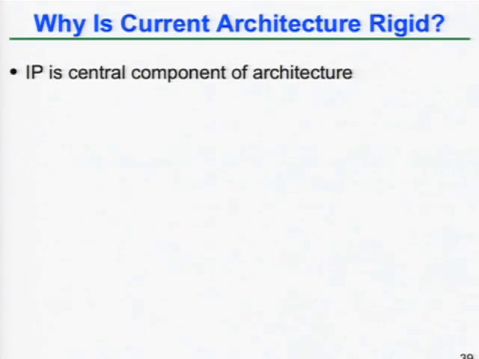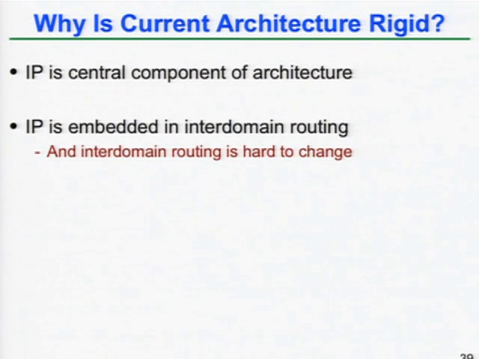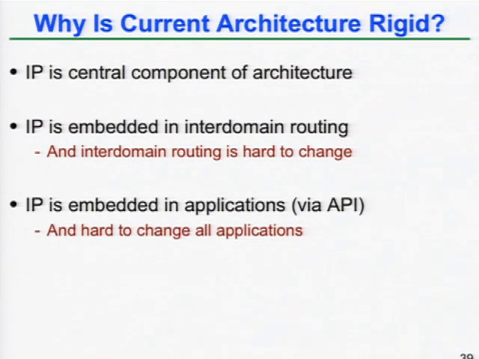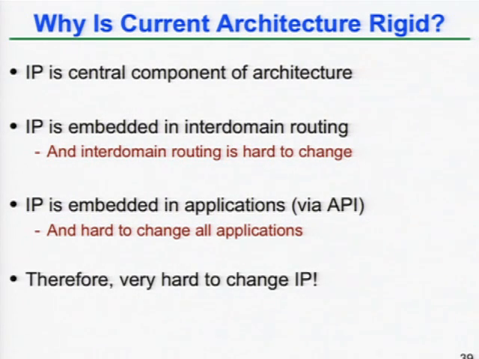So first, let's talk about why the architecture is rigid. IP is a central component of the architecture. IP is embedded in inter-domain routing. Inter-domain routing is hard to change because all the domains have had to agree on it. IP is embedded in applications via the API. It's hard to change all applications. So we're stuck. It's really hard to get rid of IP.